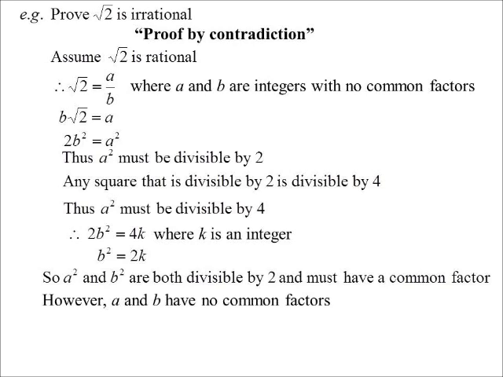So a and b, they do not have a common factor. So therefore, my original statement must be false. So the square root of 2 cannot be rational. Well, if it's not rational, it's irrational. And that's what we call a proof by contradiction.